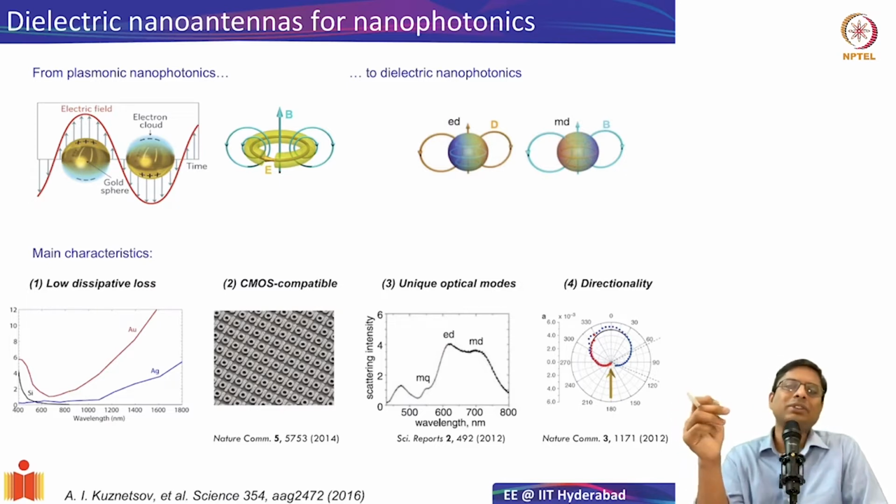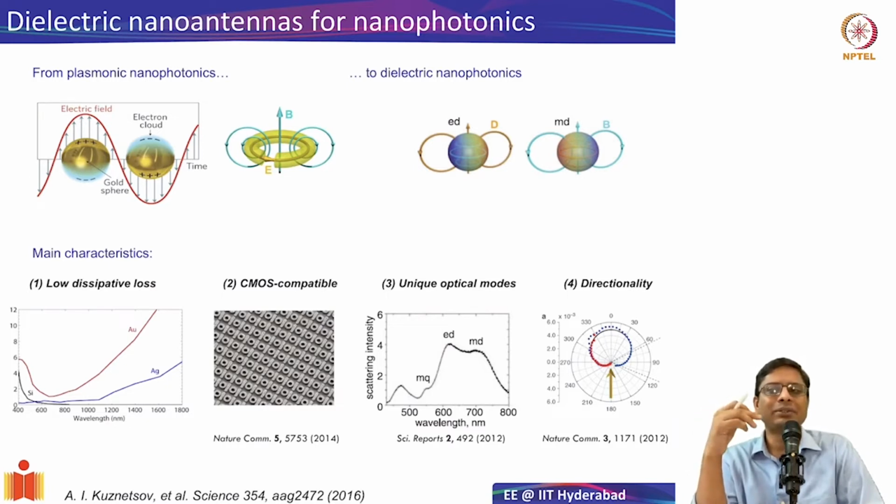And CMOS compatibility is sometimes also talked of as being able to fabricate these structures in the standard fabs. Well, yeah, that is possible. There are some caveats there anyway. All right. So that is the second advantage of dielectric structures.